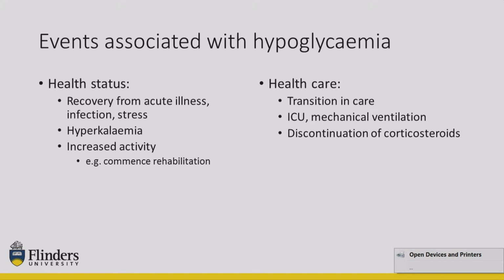Health status is the third broad category, so patients who are recovering from acute illness or infection or stress may be at greater risk. Experience of hyperkalemia, but in particular increased activity we hypothesized as a potentially important event, so patients commencing rehabilitation, for example. And then finally, thinking about the healthcare that patients are receiving. Has there been a transition in care? We know that spending time in the ICU, and especially on mechanical ventilation, can be a risk factor for hypoglycemia, or discontinuation of particular therapies such as corticosteroids.